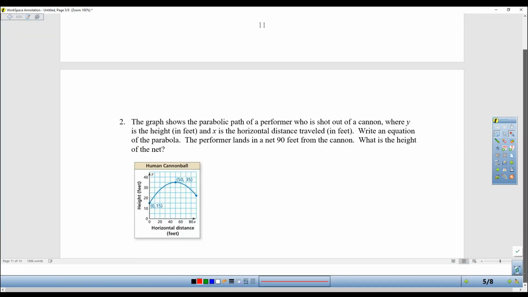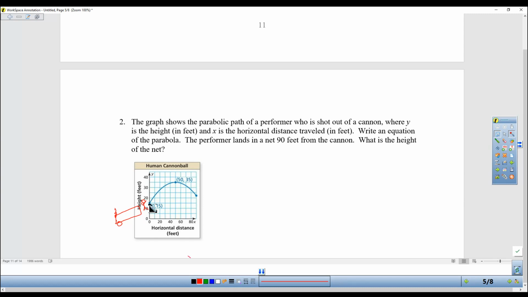Number 2 says the graph shows the parabolic path of a performer who is shot out of a cannon. Oh, good. An exciting problem. Where y is the height in feet and x is the horizontal distance traveled. So here's my guy, right? He's getting shot out of a cannon. This is totally cool. Should we put a little fuse on there? All right. So he's getting shot out of a cannon.